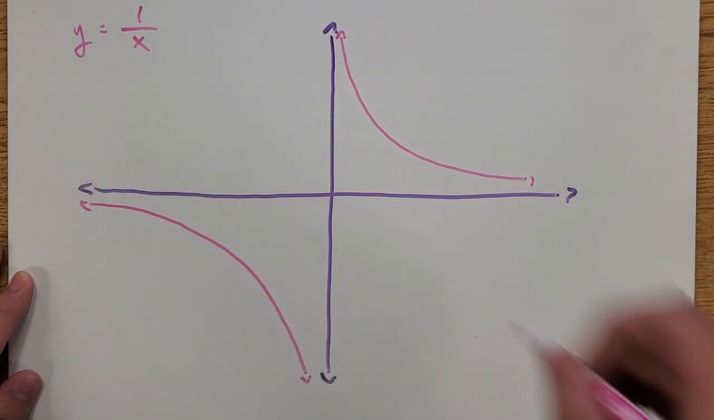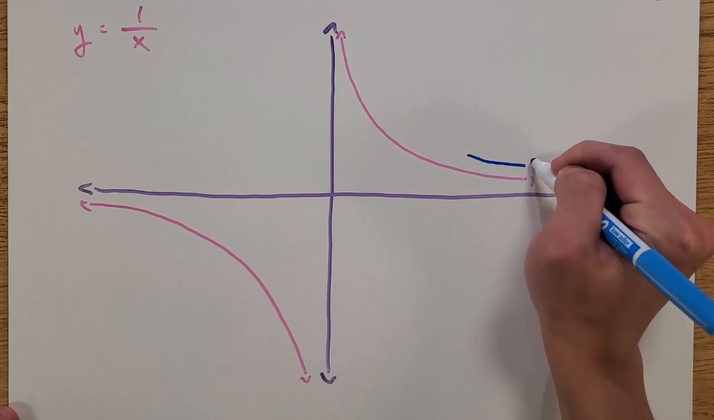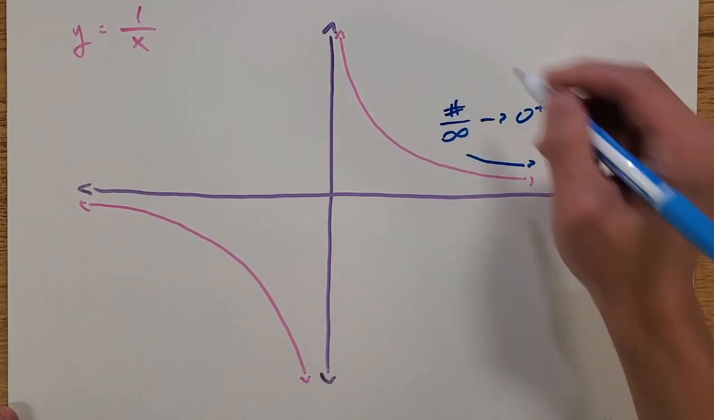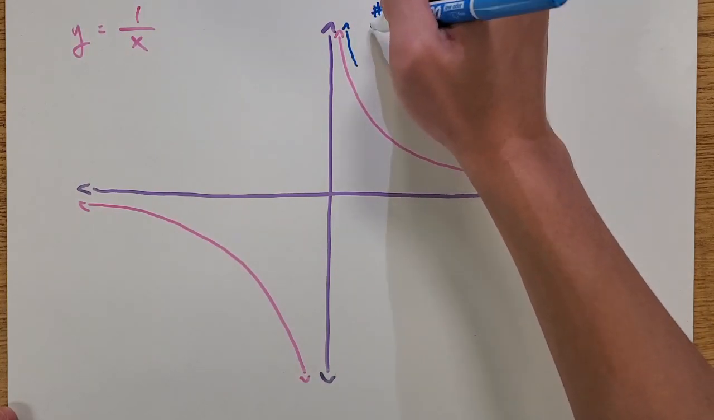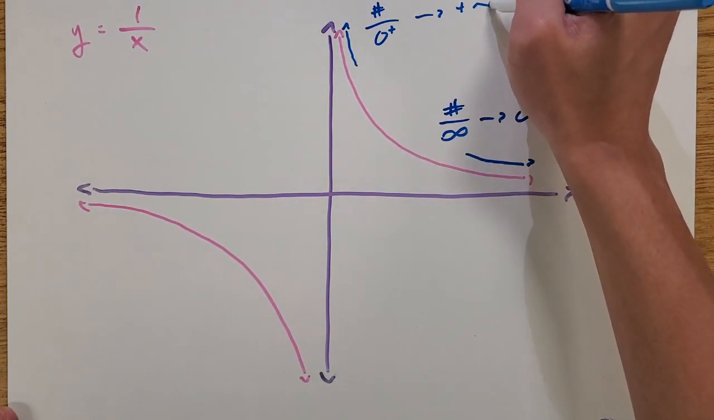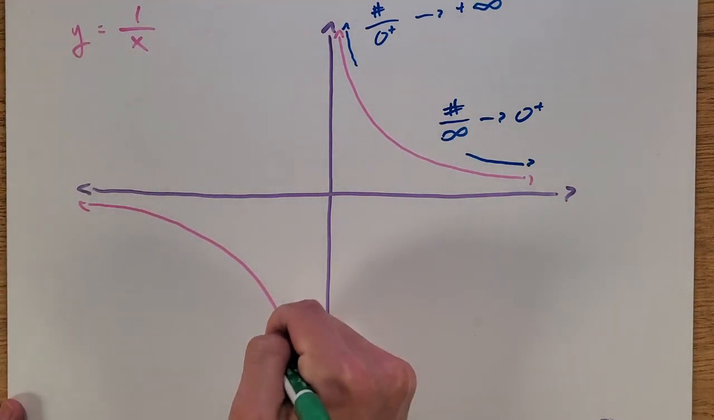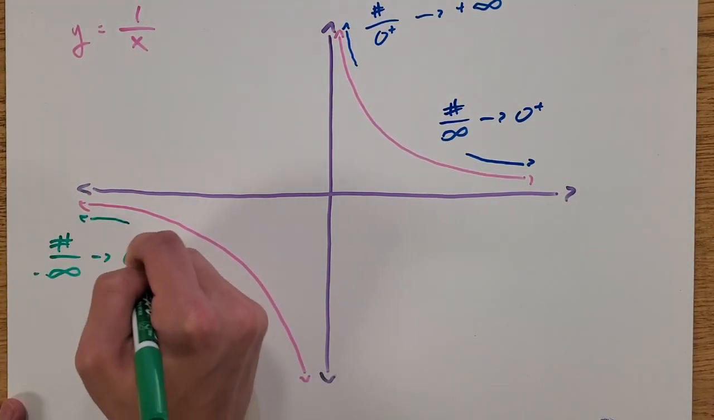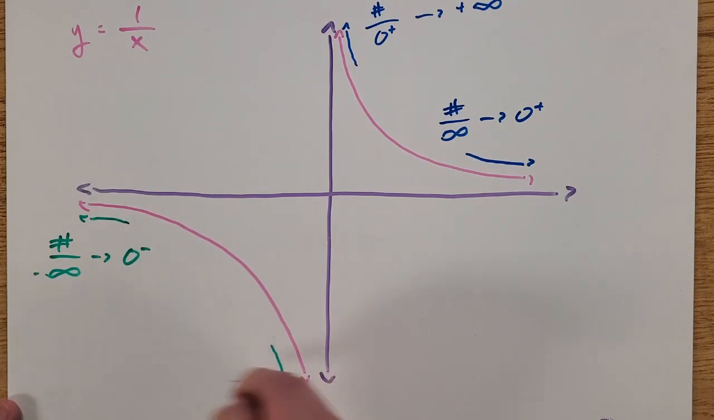You can see that as x goes towards positive infinity, y will get infinitely smaller. And as x goes towards 0 from the positive direction, y gets infinitely large. Then it works in the other direction as well. As x goes towards negative infinity, y will go towards 0 from the negative side, and as x goes towards 0 from the negative side, y will go to negative infinity.